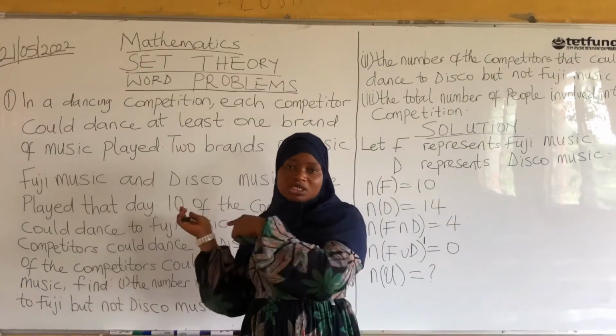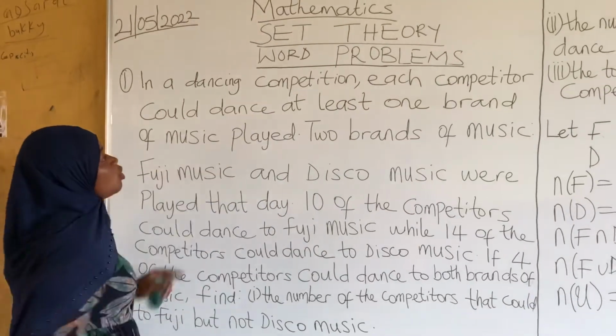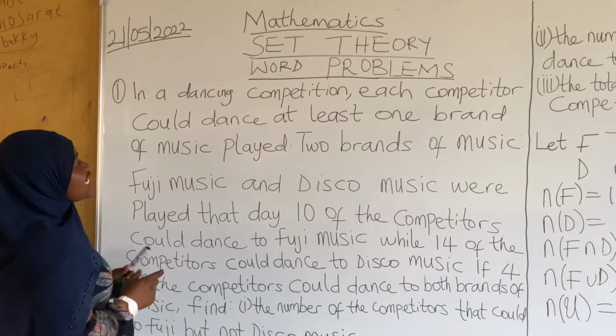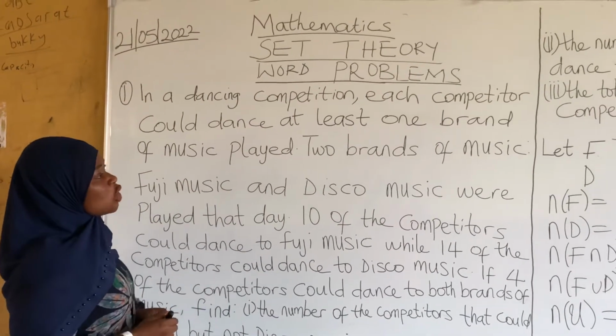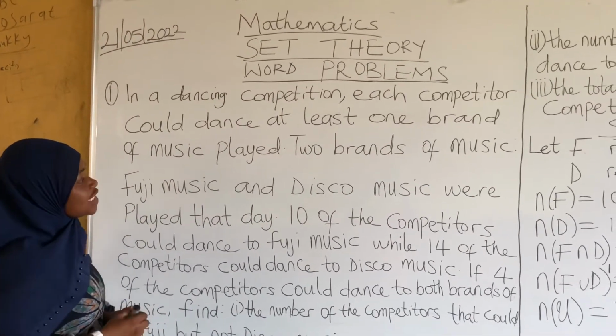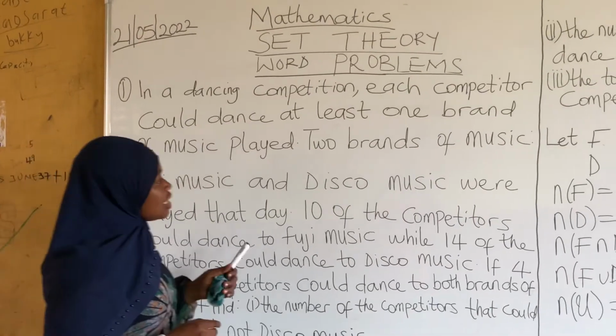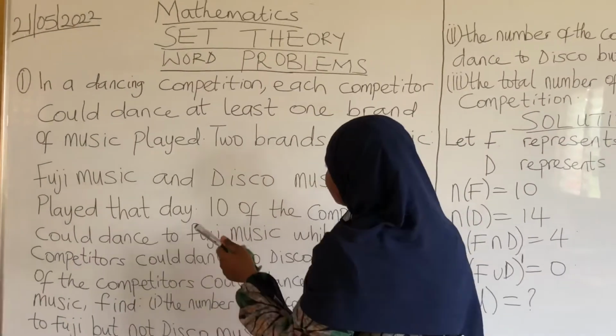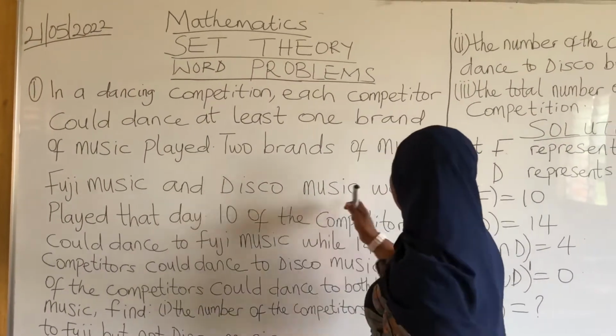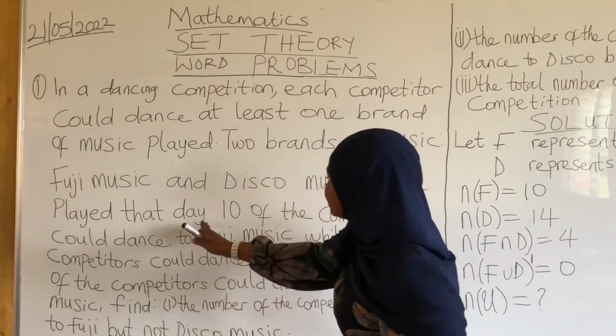So let's go fully into it. Set theory, word problems. In a dancing competition, each competitor could dance to at least one brand of music played. Two brands of music, that is Fuji and disco music, were played that day.